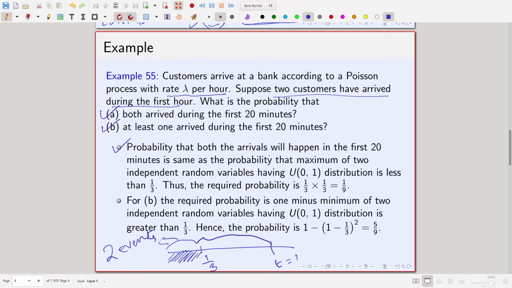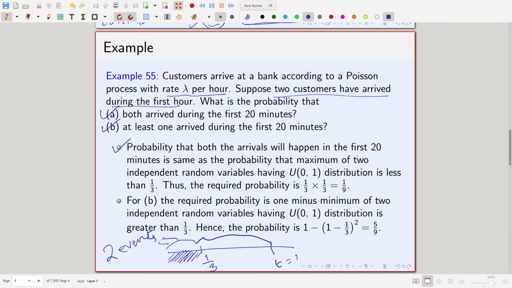Again, we will use the fact that given that there have been n arrivals up to time t, the conditional distribution of the arrival times is the same as the distribution of the order statistic corresponding to n IID uniform 0, t random variables. Here n is 2 and t is equal to 1, so 2 arrivals on a time interval of length 1. Fine.